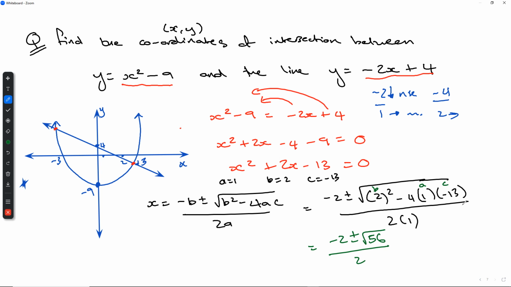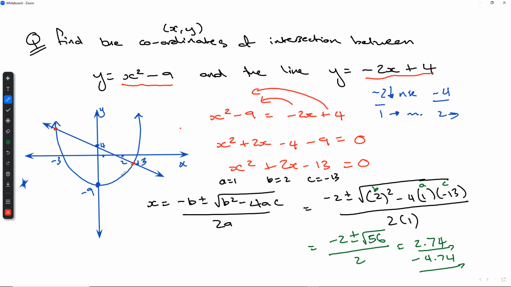Put this on a calculator, press the fraction button, put plus first and then minus afterwards. So we go -2 plus root 56 divided by 2. That'll come to 2.74. And if we change it into minus, it becomes -4.74. So 2.74 and -4.74 gets me that answer over there. Okay.